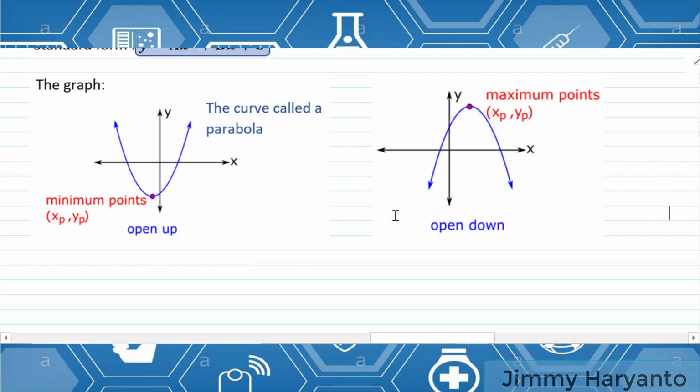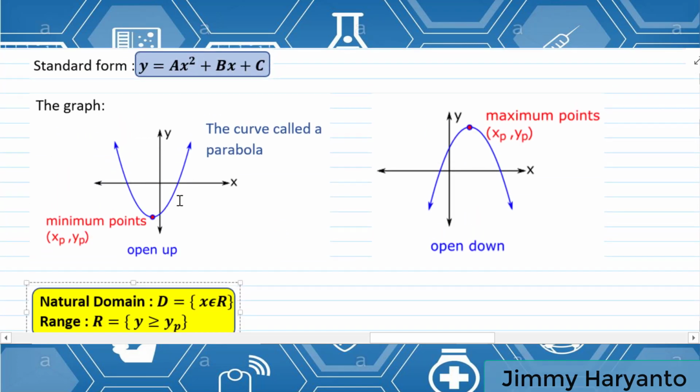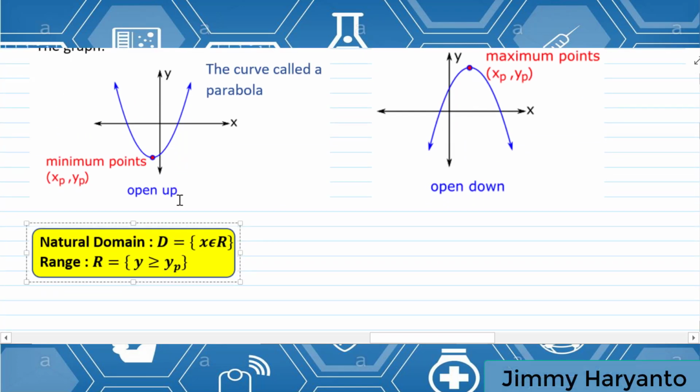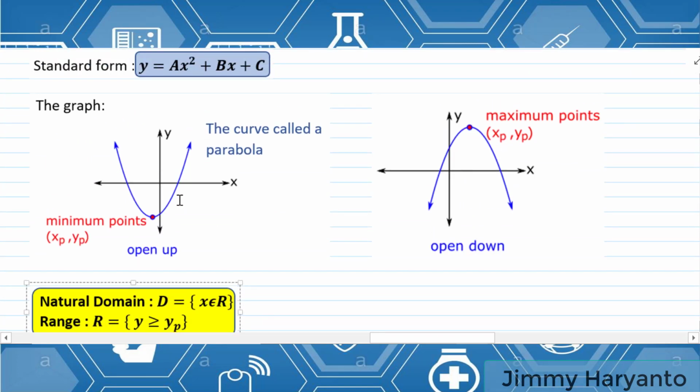How about the domain and range? The domain for this one, the natural domain will be D equals to x ∈ R. Because there are arrow signs right here, it means the graph can go to the left continually and go to the right continually. So all values of x can be covered by the graph. So we can say x ∈ R.